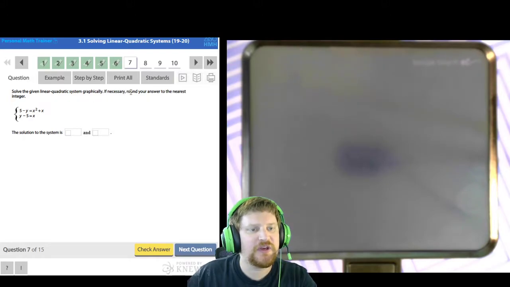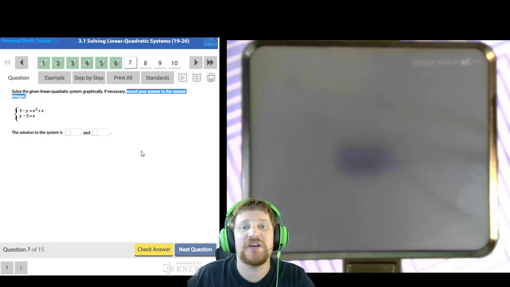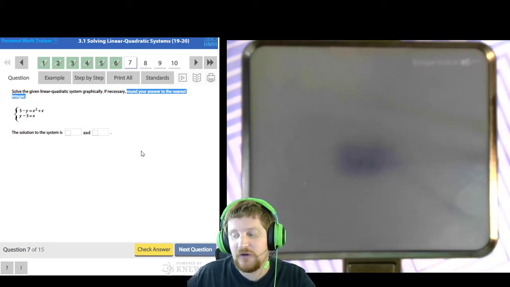So this says if we need to round our answer to the nearest integer. So that means if it's a decimal, we need to make sure to round it properly. But let's go ahead and go back to Desmos.